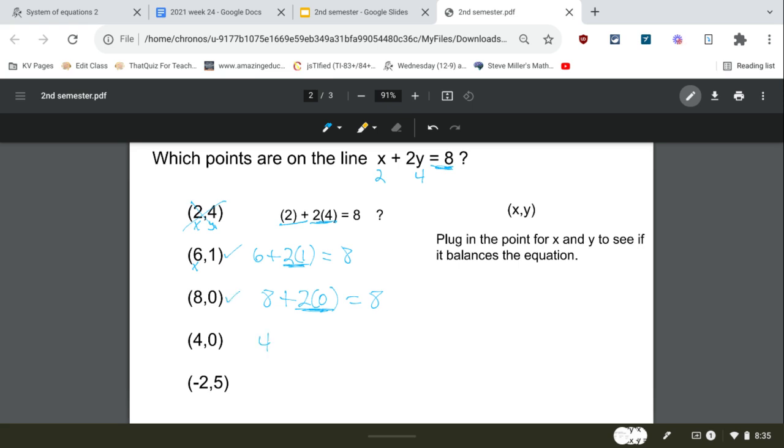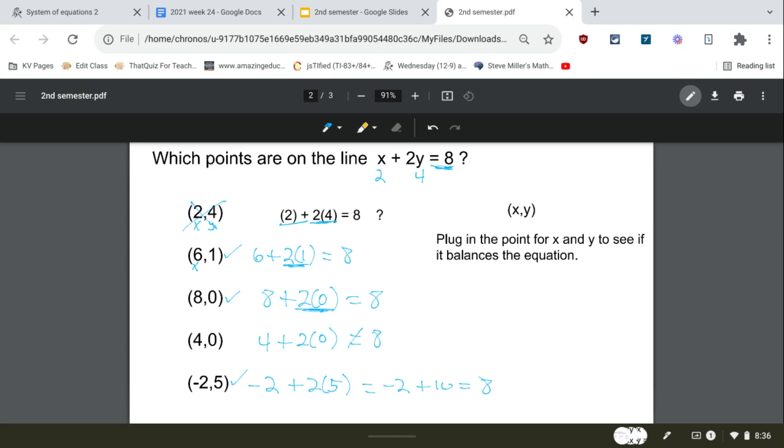All right. 4 plus 2 times 0. This one does not equal 8. This will equal 4. Then -2 for x plus 2 times 5. This is going to be -2 plus 10, which does equal 8. Yep. So that point as well is also on this line.